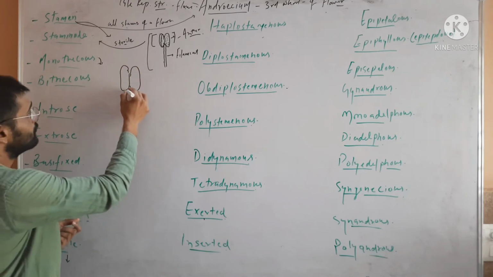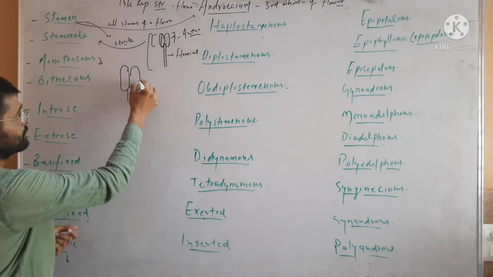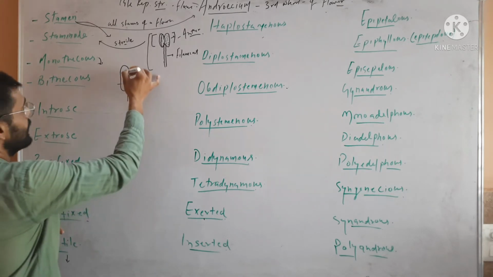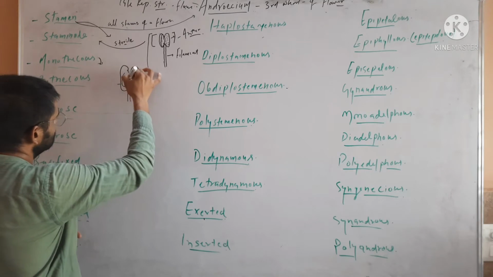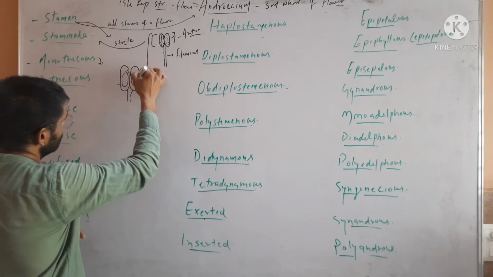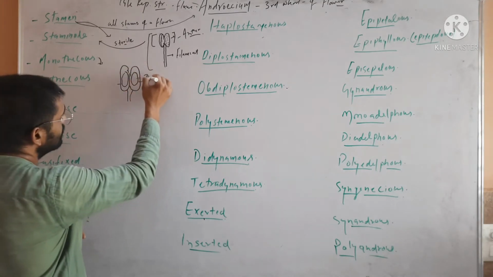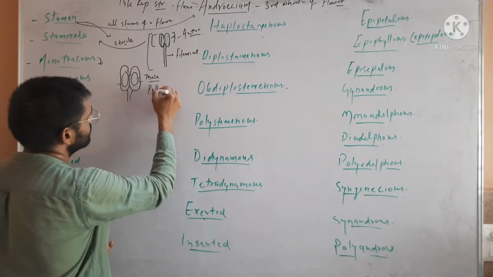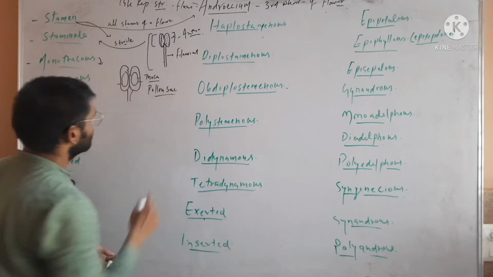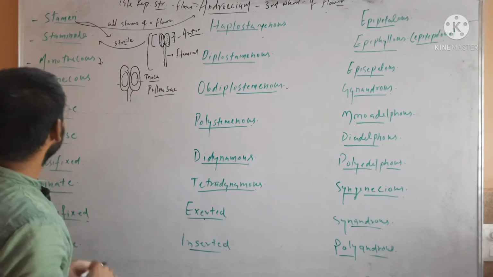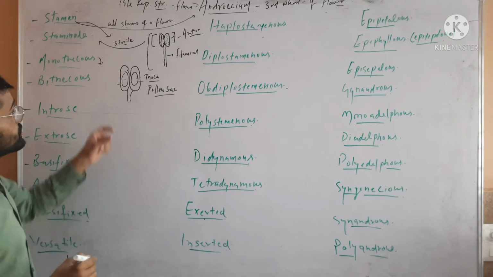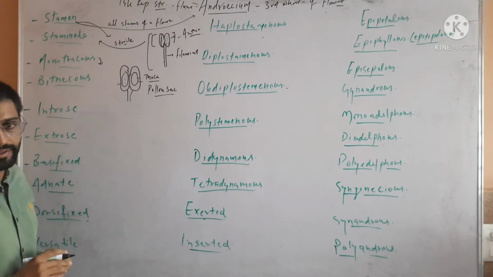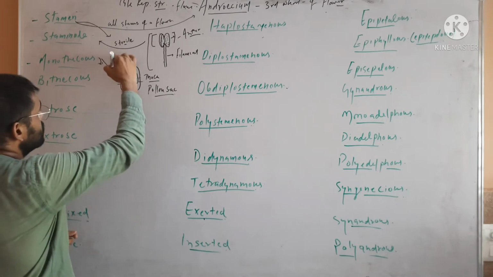Each anther has two lobes, this one and this one, and each lobe has a single theca. Theca, you can say it theca, or you can also say it pollen sac, the pollen grain containing sac. So if each locule has a single theca, then it will be called monothecous. So here it will be called monothecous.